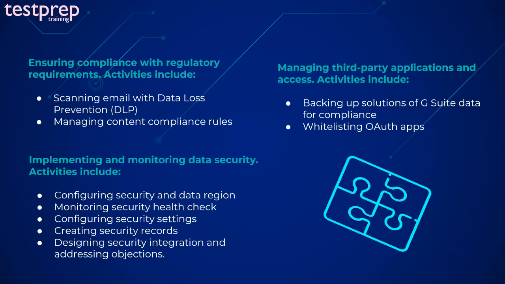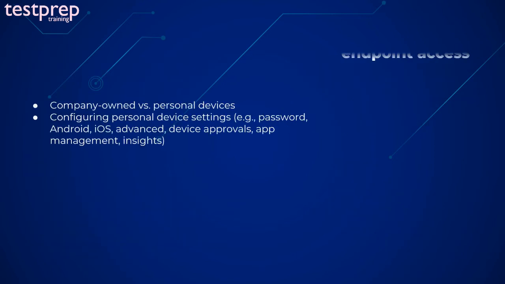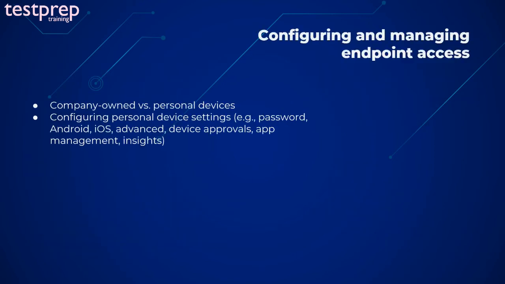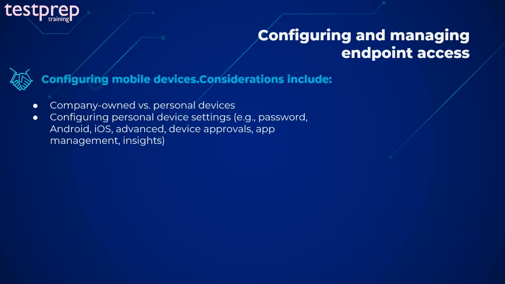Number 5. Managing third-party applications and access. Activities include 1. Backing up solutions of G Suite data for compliance. 2. Whitelisting OAuth apps. 6th. Configuring and managing endpoint access. Number 1. Configuring mobile devices. Considerations include 1. Company-owned versus personal devices. 2. Configuring personal device settings, for example, password, Android, iOS, advanced, device approvals, app management, insights.